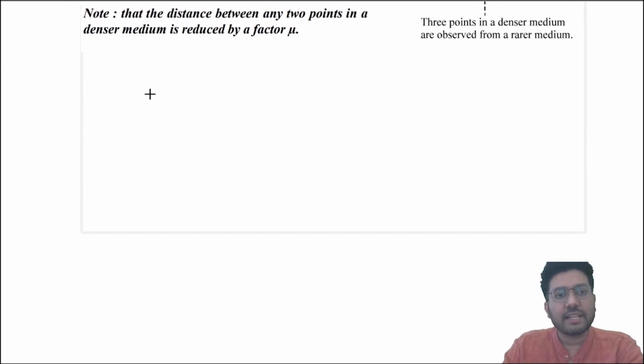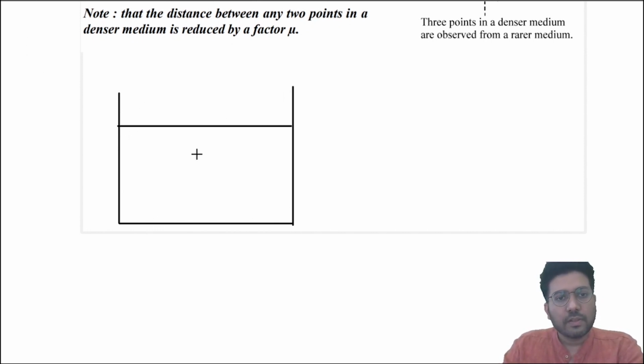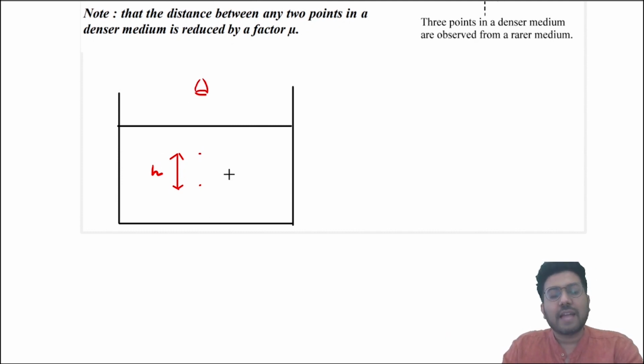Listen very carefully. Basically what they want to say is, suppose there are 2 points on a vertical line and the actual separation between them is h. Then when you look from the top, from air, the apparent separation between them will be h by mu, otherwise it will be h by mu relative. So we have to prove this. So I'll prove it, and then after proving this you have to remember this result. Listen carefully.